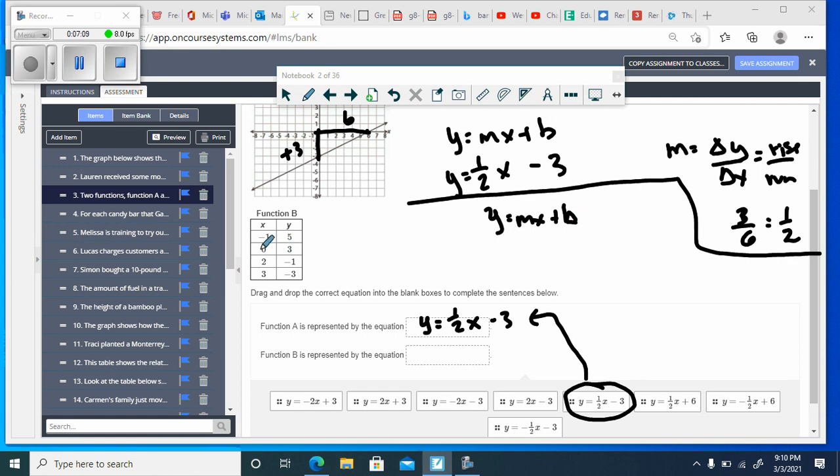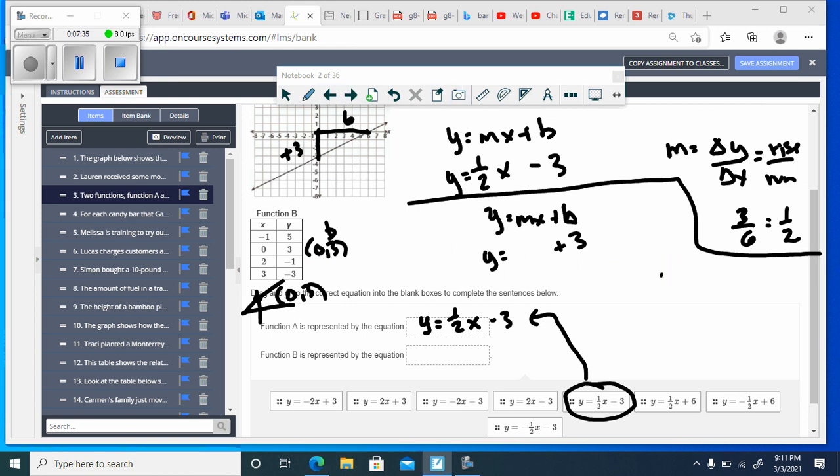Our B is where our x is 0, the point (0, 3). Our B would be 3, right? Think about it. This is where the line goes through the y-axis, at the point (0, 3). So here is your B. Your B is 3. Now let's find our M, our rise over our run.